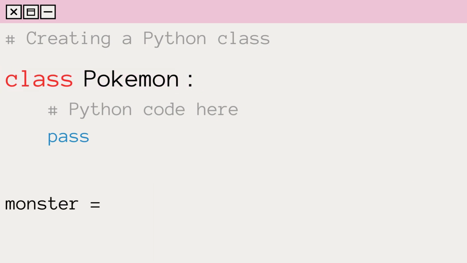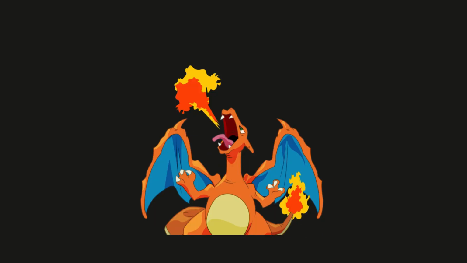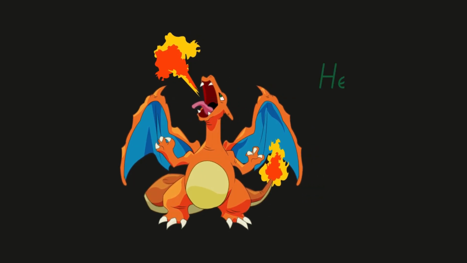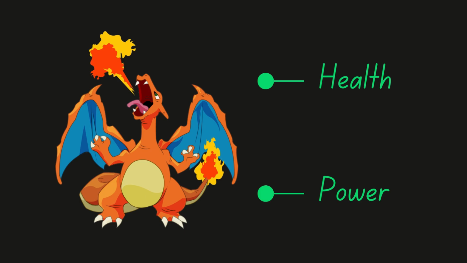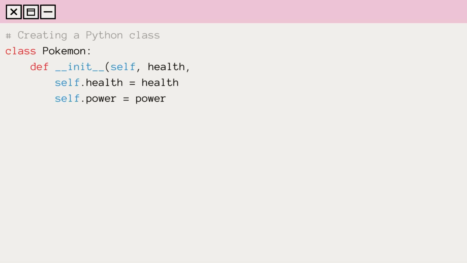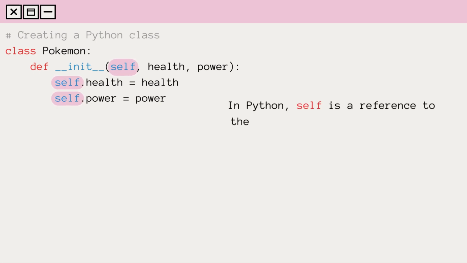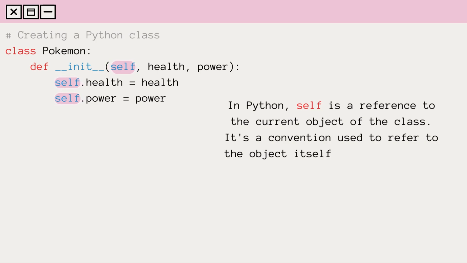Now you can create an object of this class like this, but there is nothing you can do with this. Suppose you wish to create a Pokemon with both health and power. You need to create methods within the class. Look. The init method is defined, which initializes the attributes of the object, and we passed two parameters, health and power, along with self. In Python, self is a reference to the current object of the class. It's a convention used to refer to the object itself within the class definition.